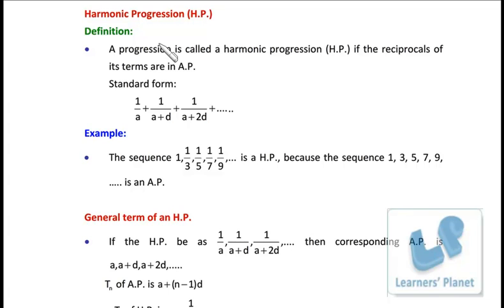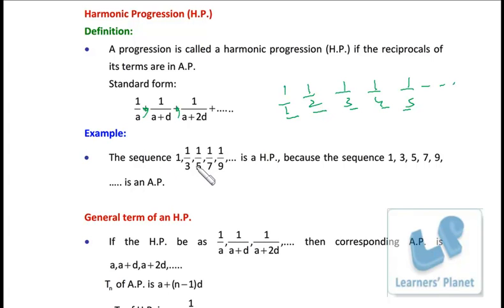Now next is harmonic progression. What is harmonic progression? A progression is called a harmonic progression if the reciprocals of its terms are in AP. The standard form you can assume to be 1 upon a, 1 upon a plus d, 1 upon a plus 2d and so on, right? Suppose 1, 1 by 2, 1 by 3, 1 by 4, 1 by 5. This is an example of harmonic progression because 1, 2, 3, 4, 5, all these terms are in AP, right? So the reciprocal of this progression is in arithmetic progression.